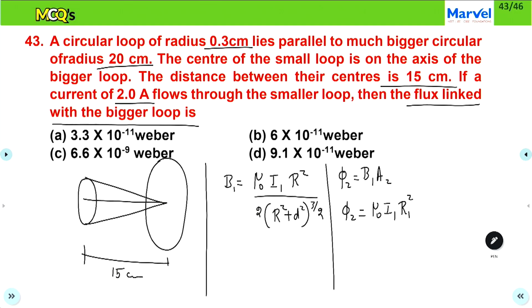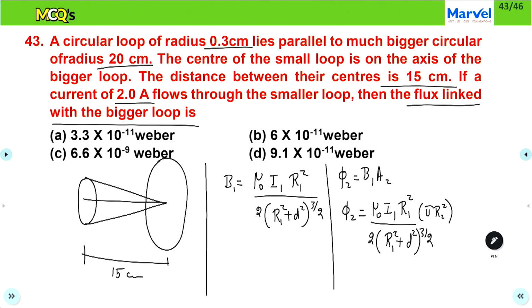Okay, let me keep it like that, divided by 2 into R1 square plus d square whole power 3 by 2 into pi into R2 squared. So that is how you write it. That is how you write the equation for the flux that got induced in the second one.